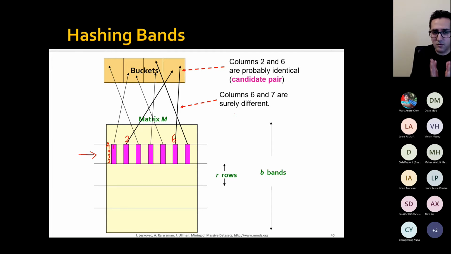In order to say two documents are candidate pairs, it only takes one iteration. If in one iteration they are hashed to the same bucket, we call them a candidate pair, even if that doesn't happen for other rows. So one band is enough. As soon as they are hashed to the same bucket in one band, they are a candidate pair.